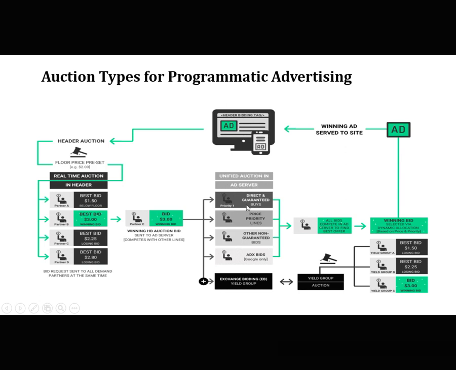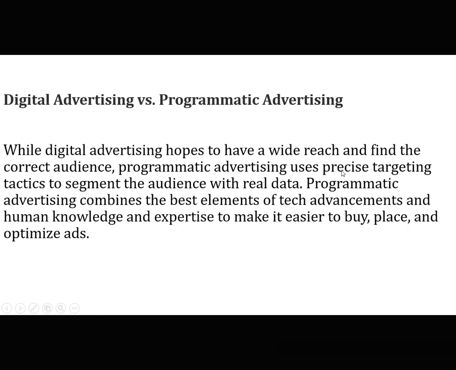line items like direct guaranteed buys, price priority, other non-guaranteed bids, other ad bids, exchange bidding, lead group. All bids compete in an ad server to find the best offer. So here the best offer is through header bidding only, that partner B has won. Their ads are shown on the ad server.